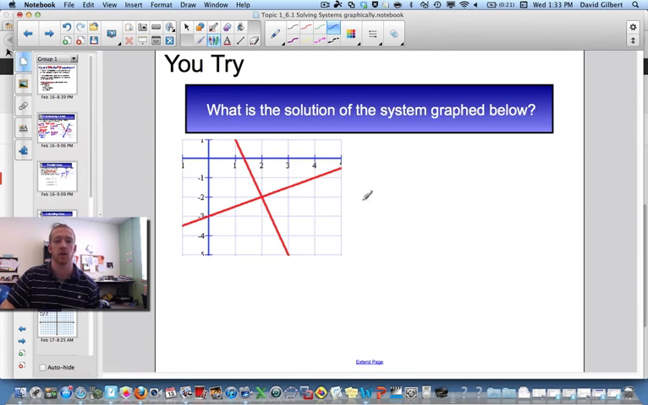Alright, so just based on a graph, what would the solution to this system of equations be? This is your first U-try.